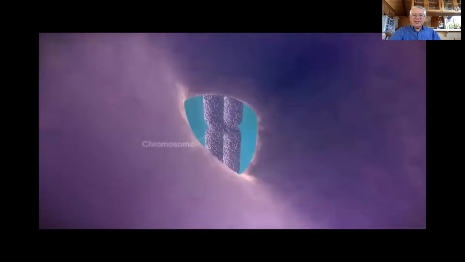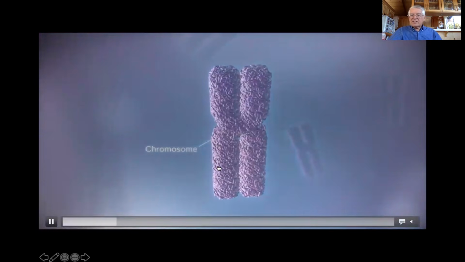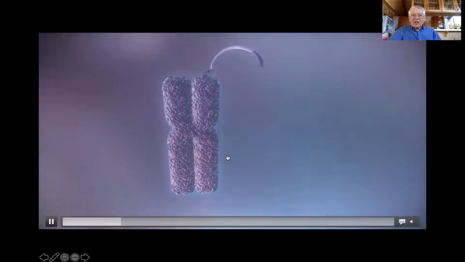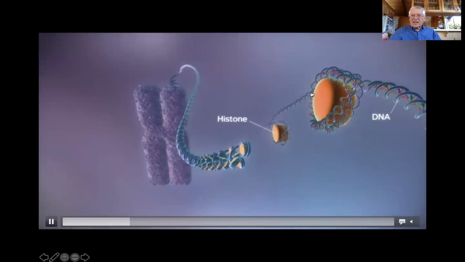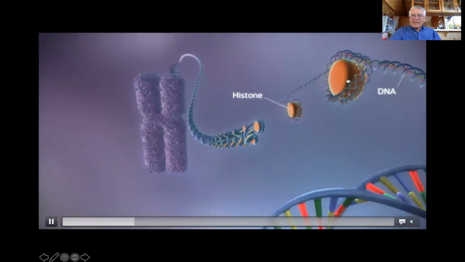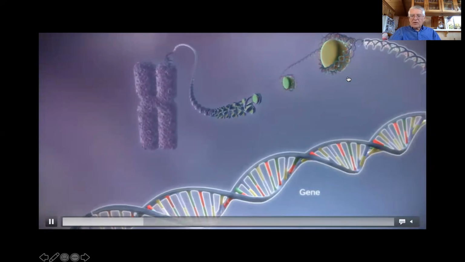So we're going inside the nucleus, and we see that the DNA in the cell sometimes is all compacted into chromosomes. Other times it's unraveled so that it can be accessed and read to be used to make proteins.